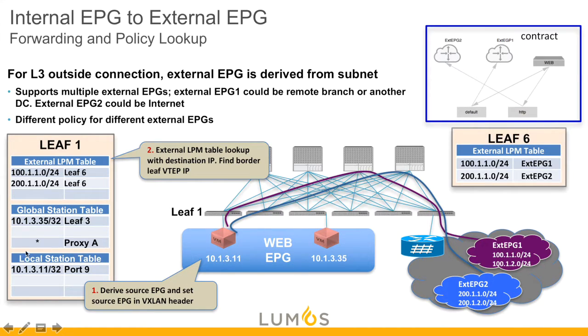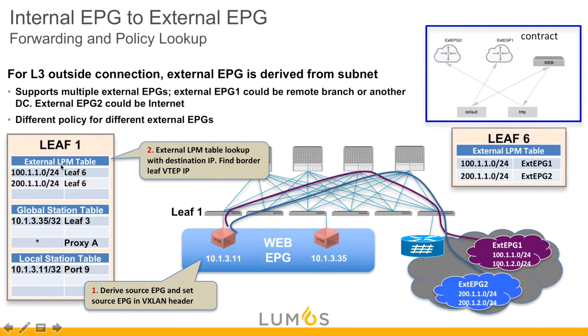We've mentioned the local station table and the global station table on each leaf. We're also now introducing a third table, the LPM table. This is the longest prefix match. The global station table and the local station table are both /32s or MAC entries. So they're specific entries. Or we have the default route in case we don't know where to send anything. We'll send it to a proxy.